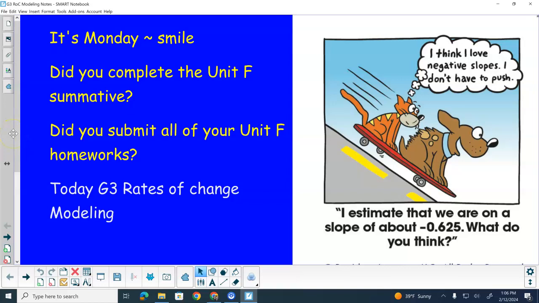Negative slope is good, right? Then you're going downhill. You've got negative slope, you're going downhill. Otherwise, you're riding a skateboard uphill. Okay?